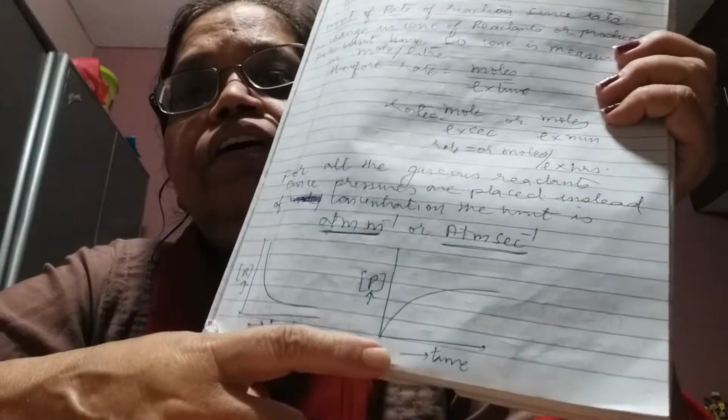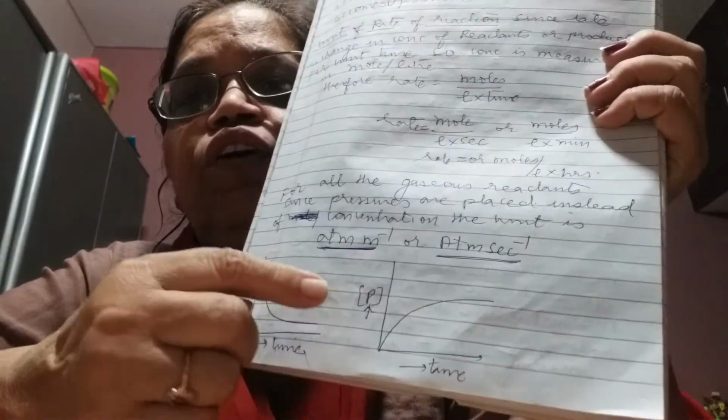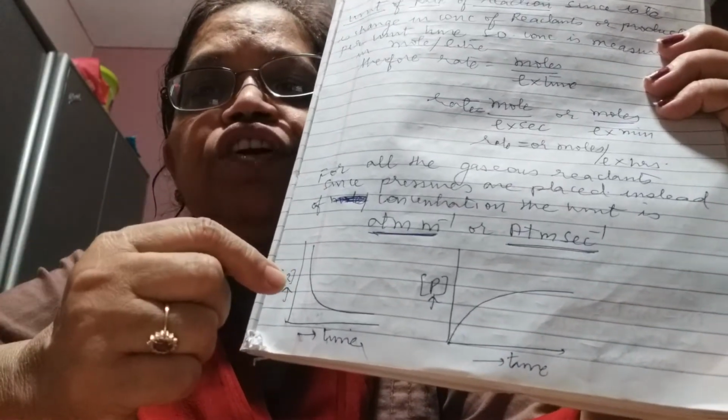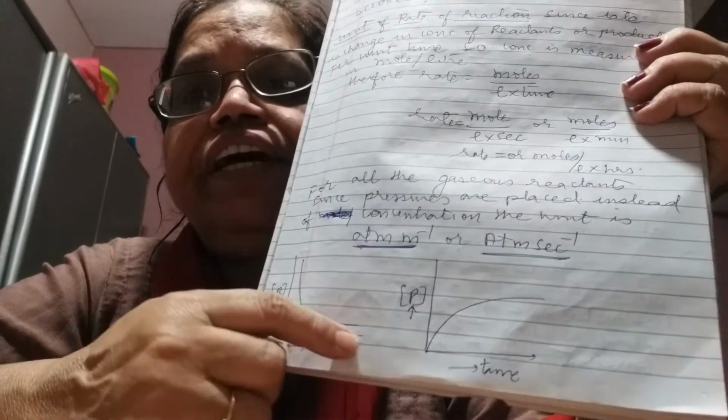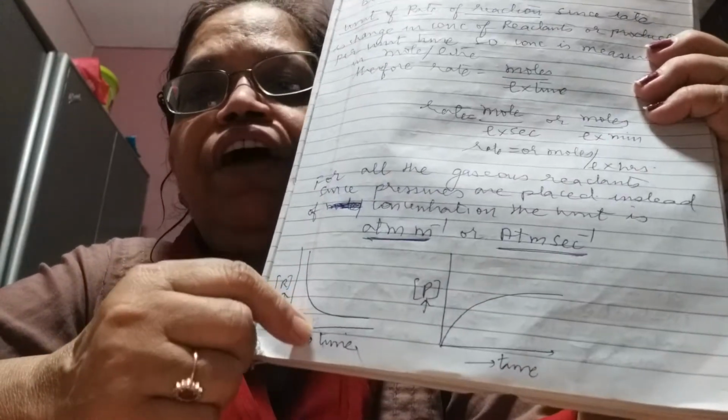So this will be the graph which will be plotted between concentration of products and time, and this is the graph between concentration of reactants and time, because the concentration of reactants is gradually decreasing with time. So we have a graph like this. So what is rate? Rate actually means the speed of a reaction.